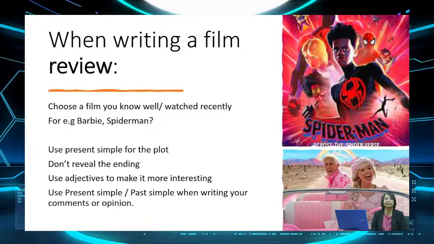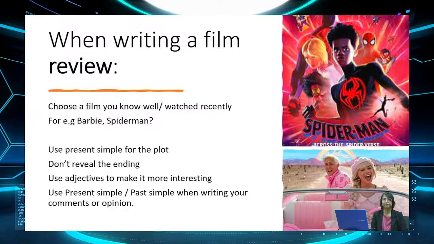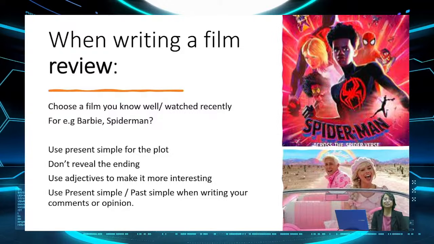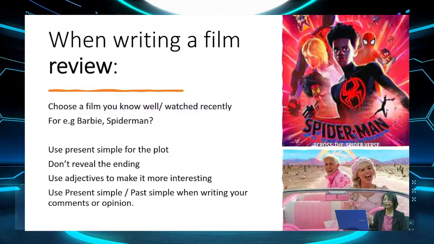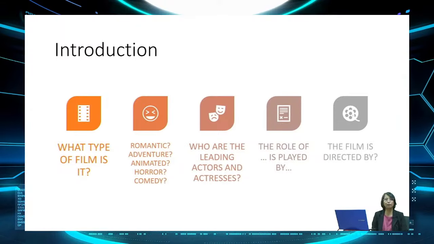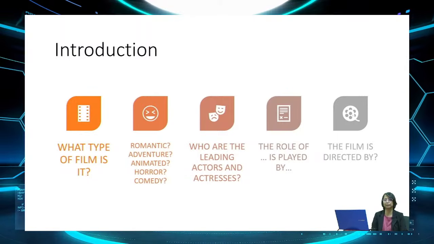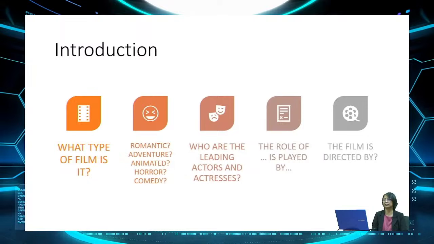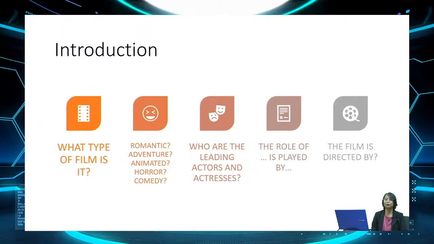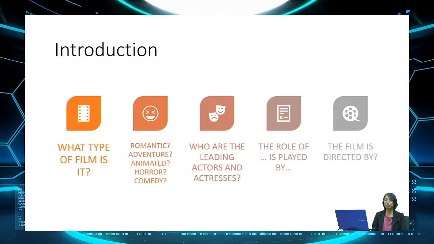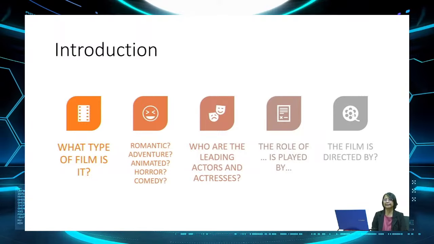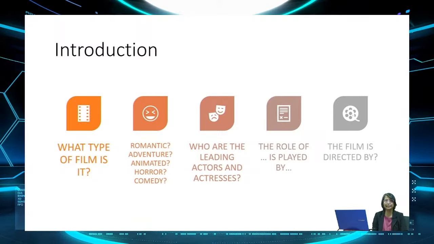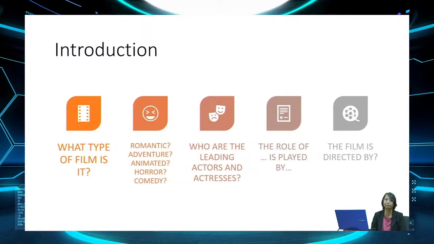Most of us here are students of different capability of writing. So if you think that English is not your strong language, probably you would want to choose something simpler. Let me give you an example. Before writing, there are certain things that you need to remember to put into your introduction. First, it would be the type of film, whether it's romantic, adventure, animated, horror or comedy. Then who the leading actors and actresses are, the role played by whom, and who was directing the film. All these, if you look at your Full Blast textbook, are available in the plan.